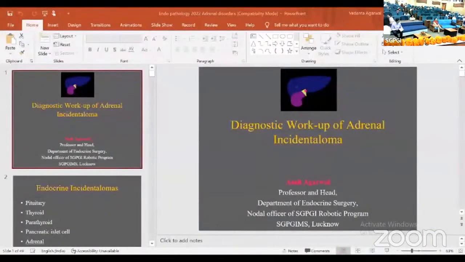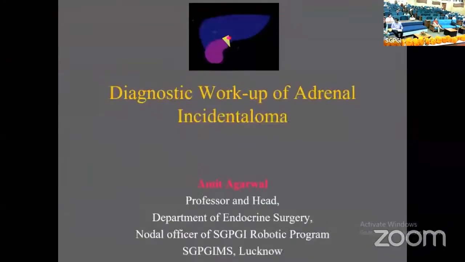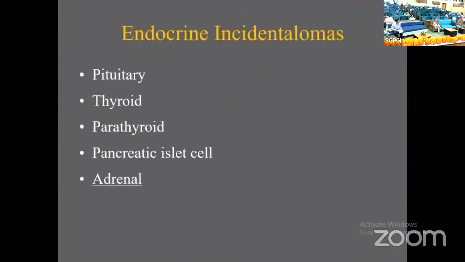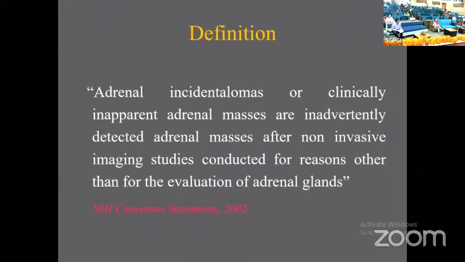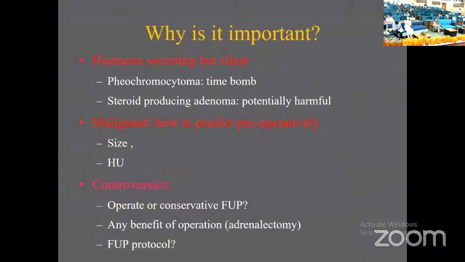The task that has been given to me today is to talk and share with you about the diagnostic workup in adrenal lesions. Now, adrenal lesions mostly present as an adrenal incidentaloma, like many other endocrine organs. As per definition, they are clinically inapparent adrenal masses, which are inadvertently detected during non-invasive imaging studies, particularly a CT scan, which have been conducted for reasons and symptoms other than for the evaluation of adrenal glands.